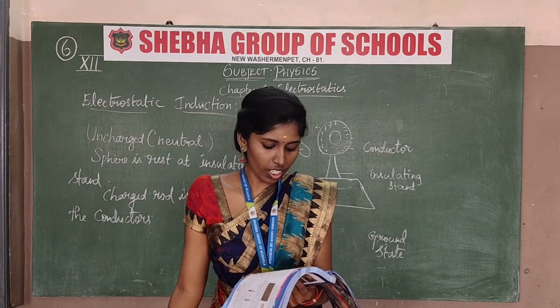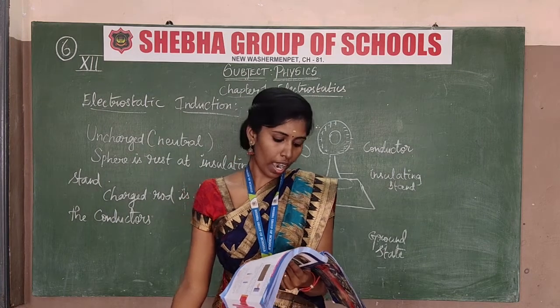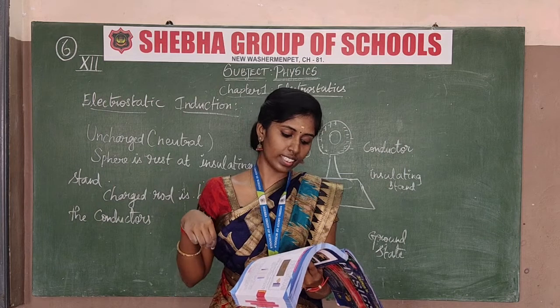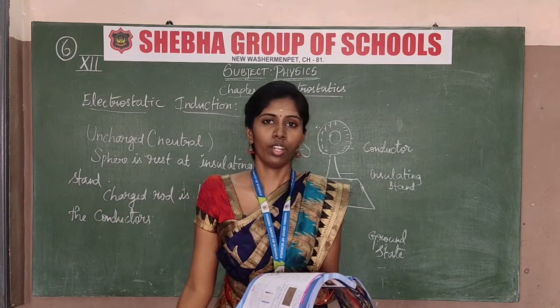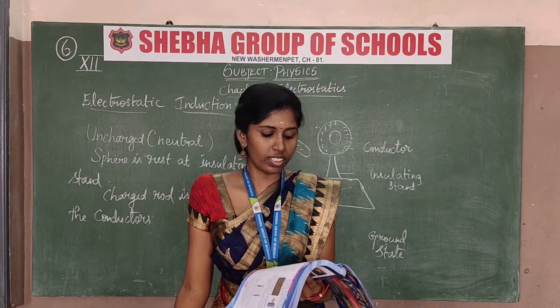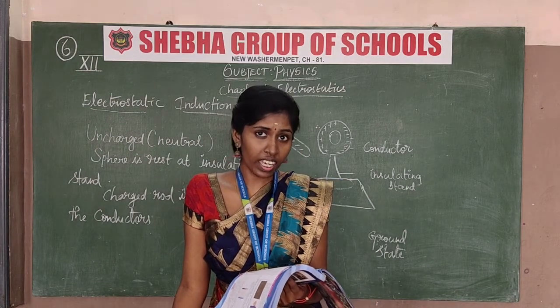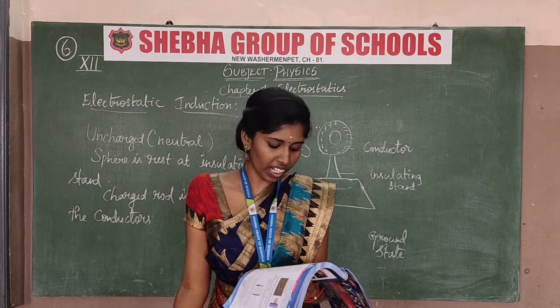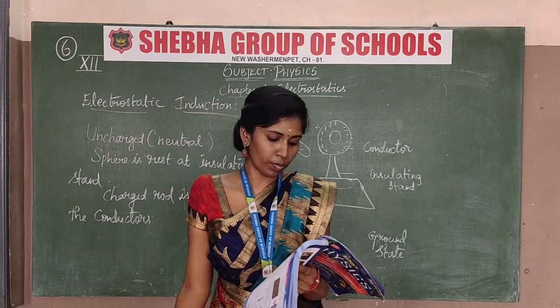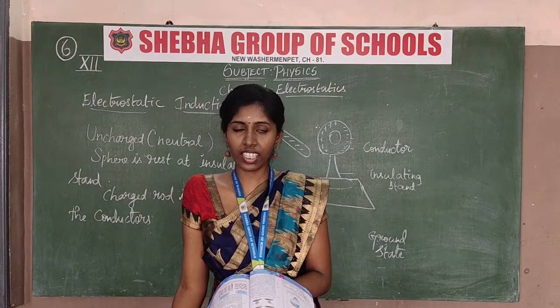The charged rod is taken away from the conductor. The charged rod is removed. After that, the positive charge gets distributed uniformly on the surface of the conductor. In this figure, it's a neutral conductor. Finally, the conductor becomes neutral, in the various steps of electrostatic induction.